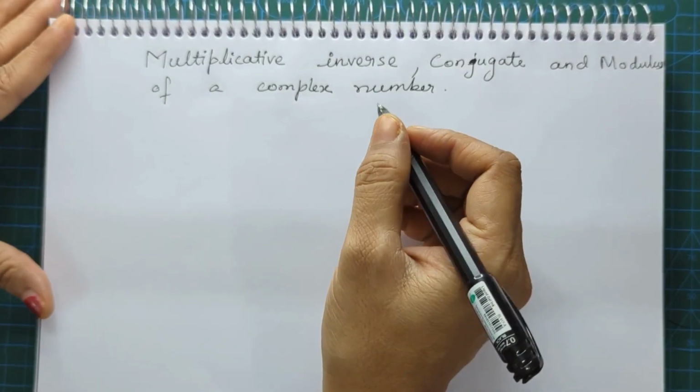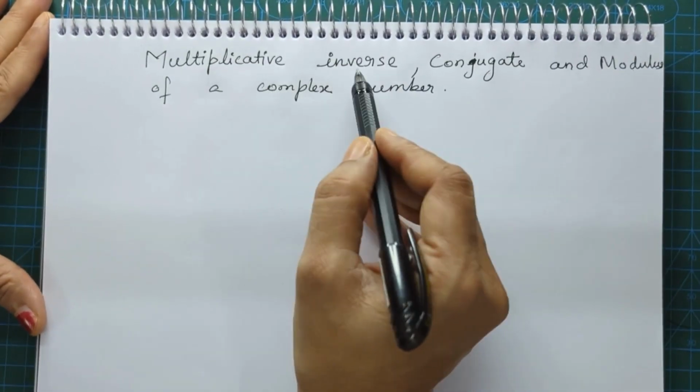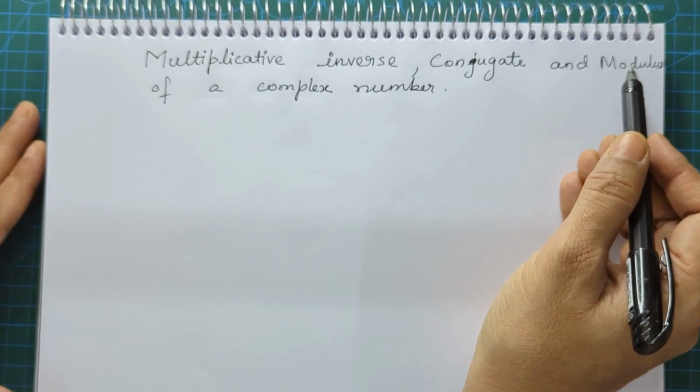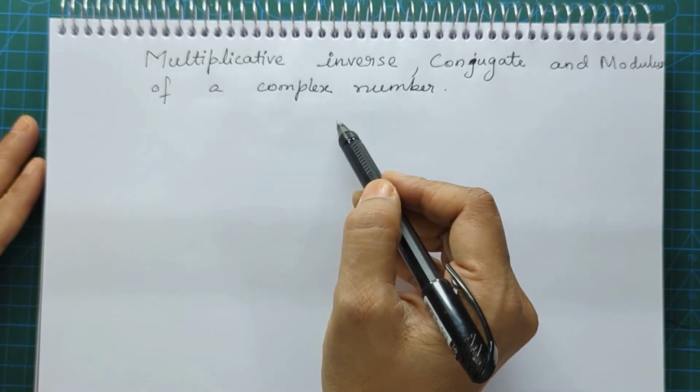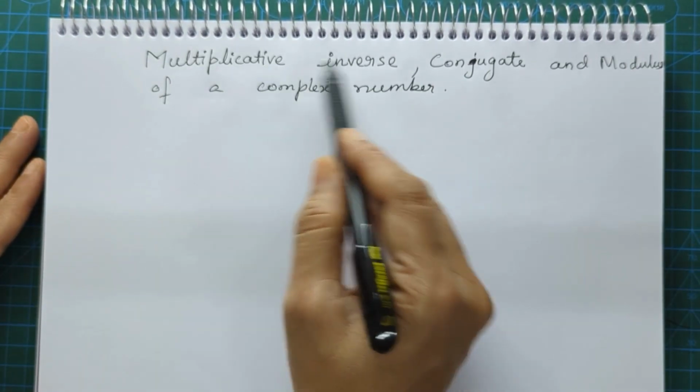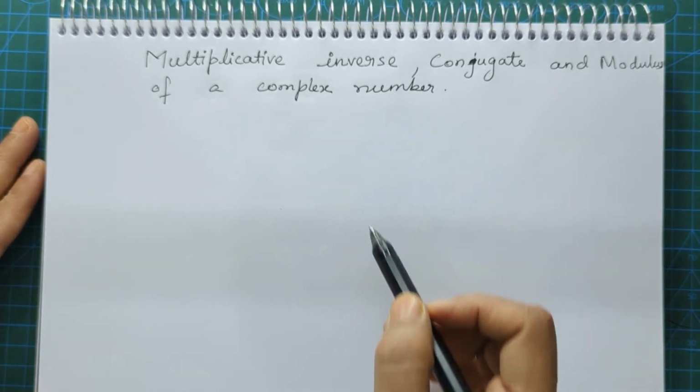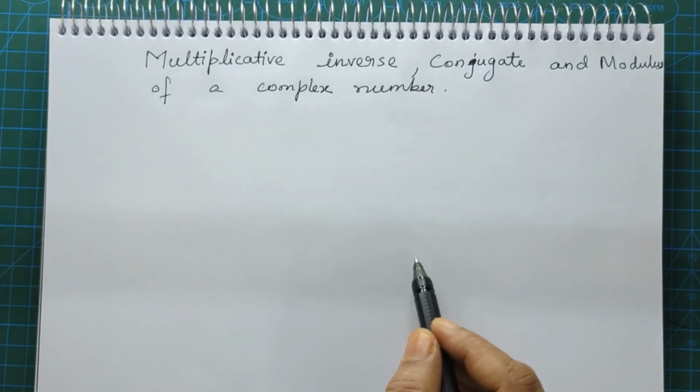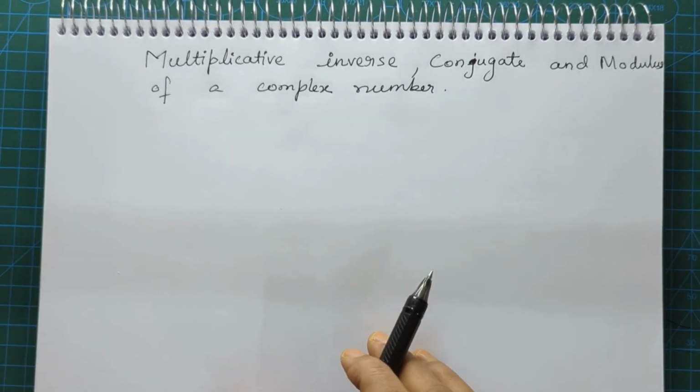In this part of the video, we will learn about the multiplicative inverse, conjugate and modulus of a complex number. We will derive the common relation between these three. And then we will do some application questions from exercise 5.1 where we have to find the multiplicative inverse of a complex number.